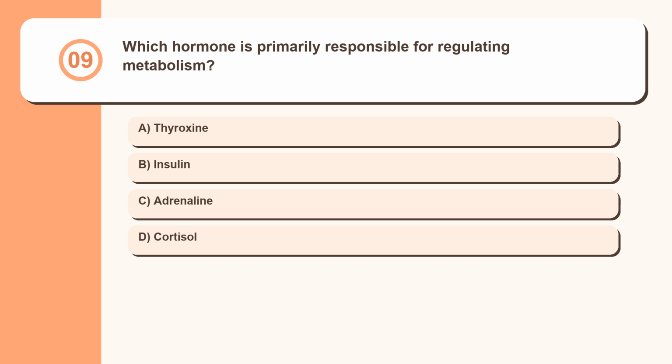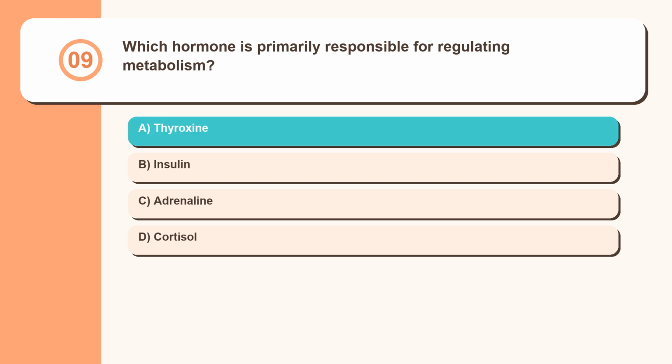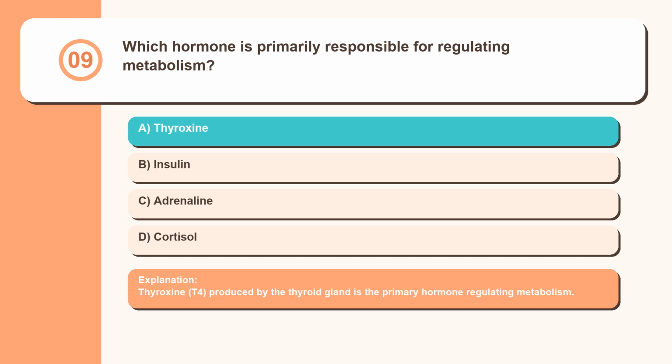Question 9. Which hormone is primarily responsible for regulating metabolism? Thyroxine, insulin, adrenaline, cortisol. Thyroxine, T4, produced by the thyroid gland is the primary hormone regulating metabolism.